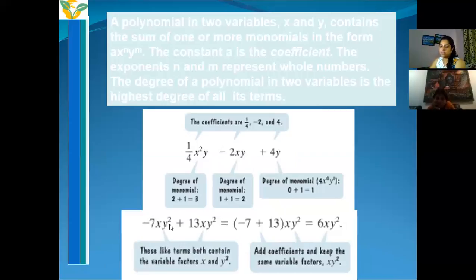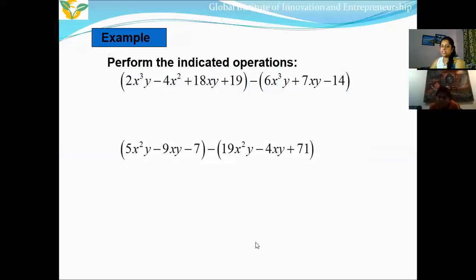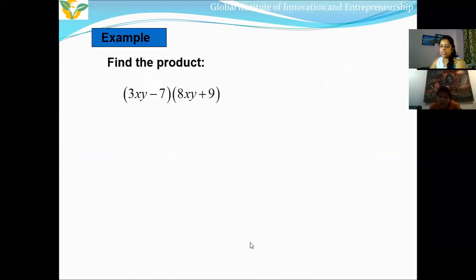No, wrong it is. Because the degree means you have to add the numbers: associated with x, what is the degree? Associated with y, what is the degree? You have to add them. So that is the degree of your polynomial. So minus 7xy square plus 13xy square. Taking xy square outside the bracket, minus 7 plus 13 will give us what? 6xy square. So perform the indicated operations as I've given you the examples here.